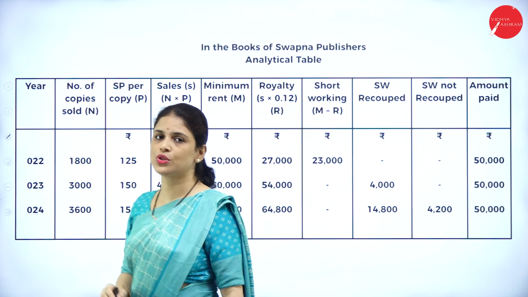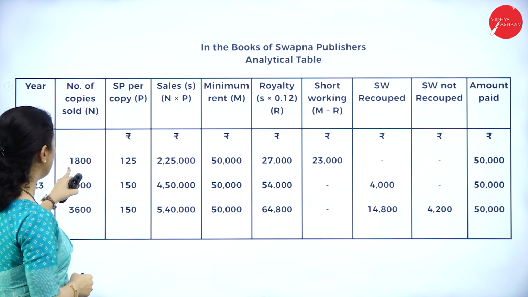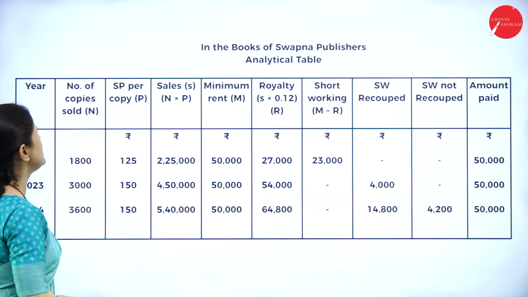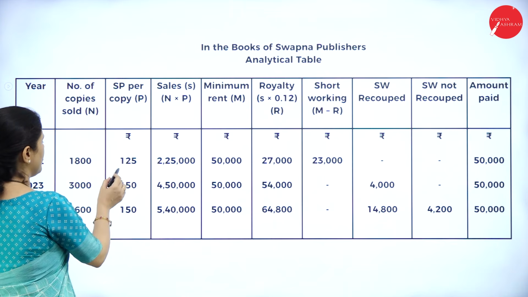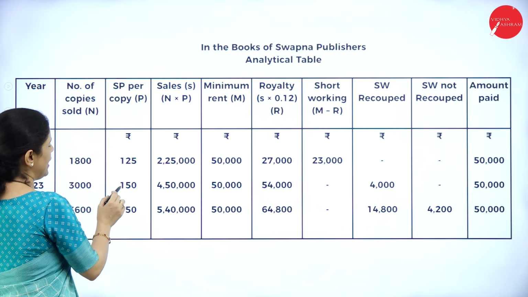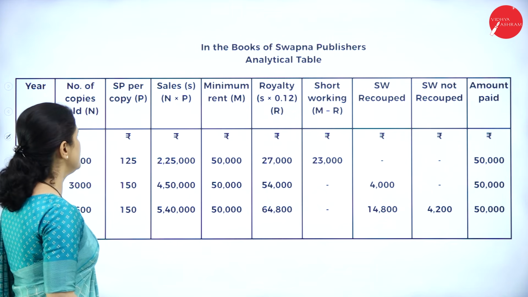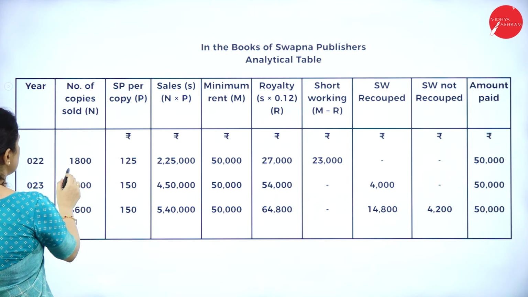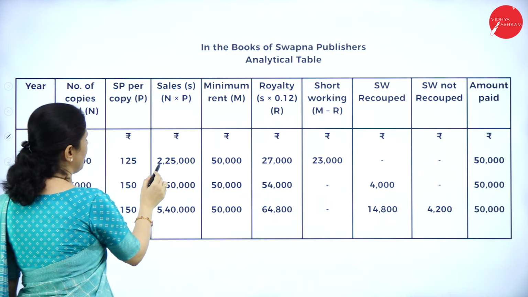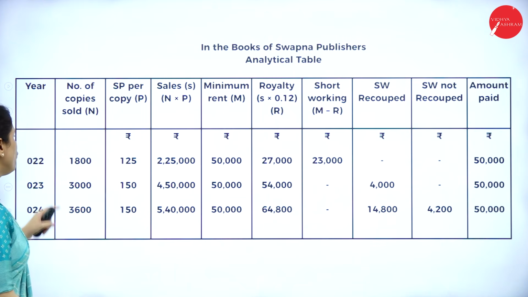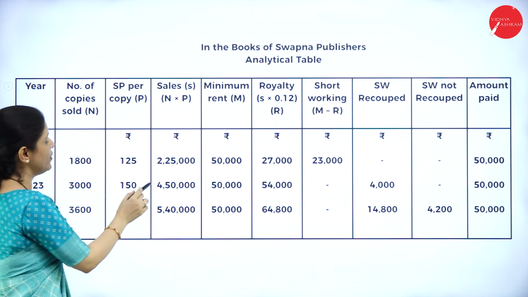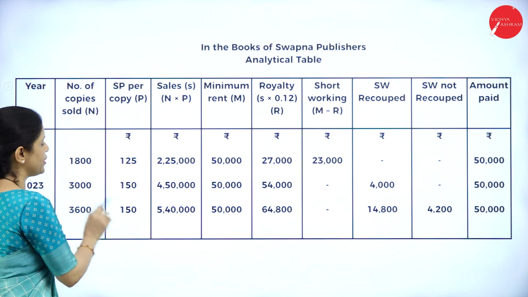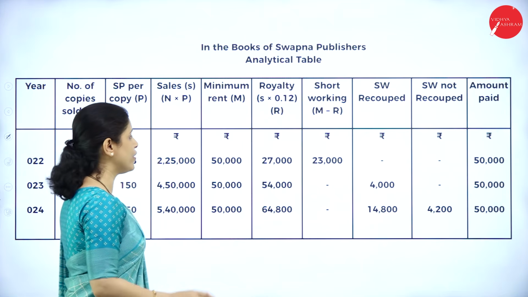Number of copies sold, it is already given in the problem, 1,800, 3,000, 3,600. Next, selling price per copy. For first year, 125, next 150, next one is 150. Next, sales. Sales will be 1,800 into 125, that is 2,25,000. For second year, 3,000 into 150, that is 4,50,000. And for third year, 3,600 into 150, that is 5,40,000.